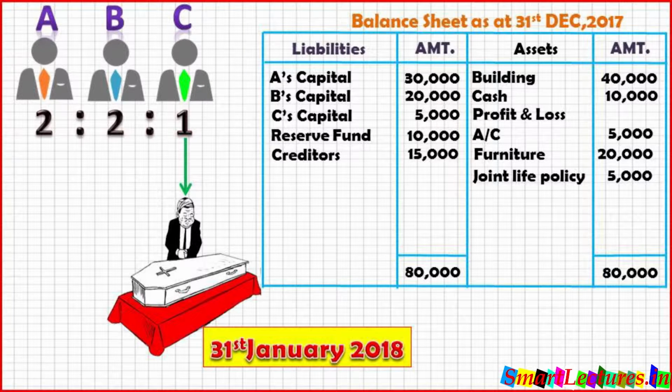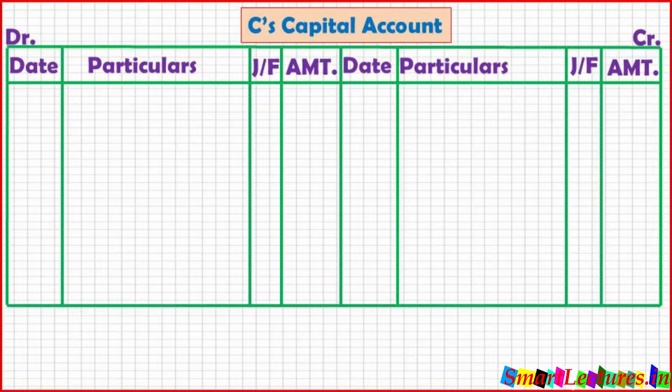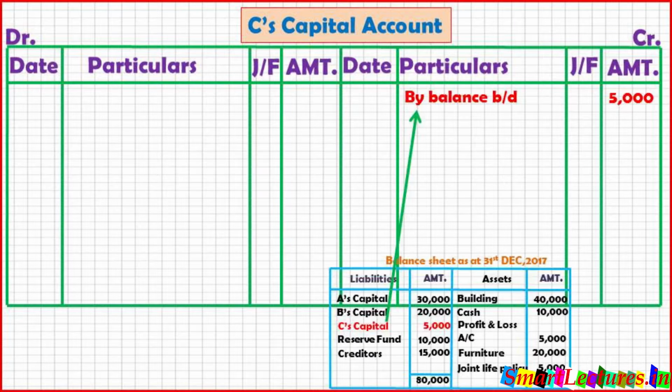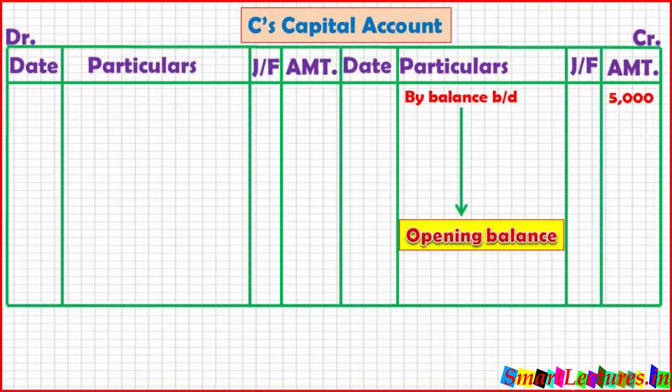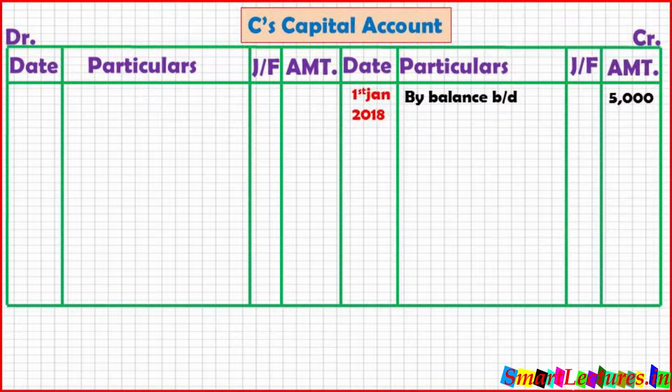And generally, when the partner dies after the balance sheet, you will be asked to prepare only the deceased's capital account, not the balance sheet or other partners' capital accounts. So let's move to C's capital account. On the basis of the balance sheet, by balance b/d 5,000 rupees, this is the opening balance for C, I mean to say on 1st January 2018.